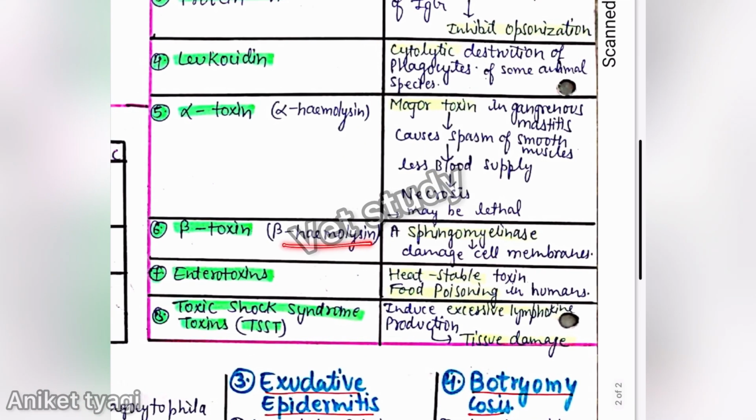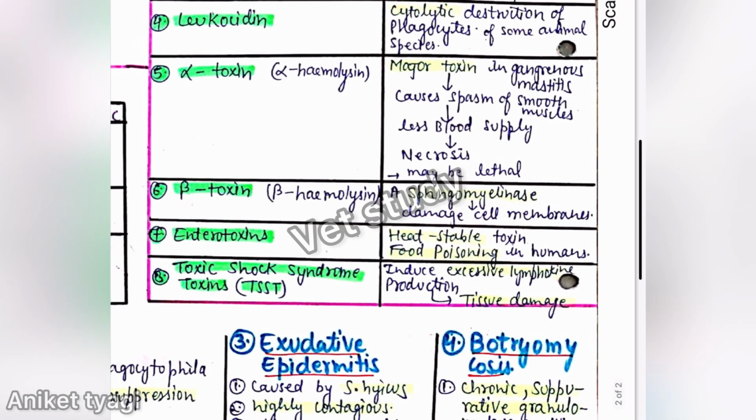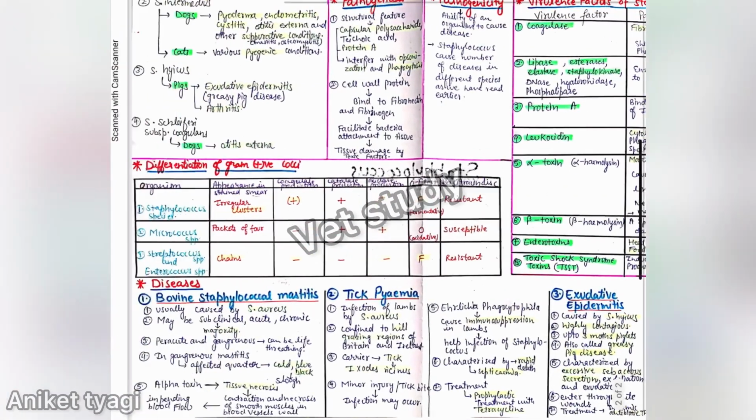Next we have beta toxin or beta hemolysin. This beta toxin acts as sphingomyelinase and damages the cell membrane. Next, seventh, we have enterotoxin, and this is also important. You will study this portion in detail in the public health and epidemiology portion. They produce several enterotoxins which are heat stable toxins, and they cause food poisoning in humans. This is an important point. After this we have toxic shock syndrome toxins, and they induce excessive lymphokines which produce tissue damage.